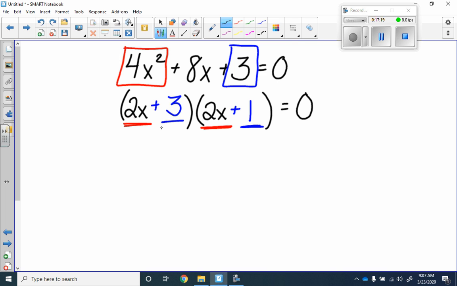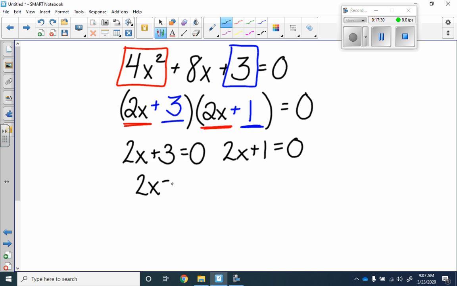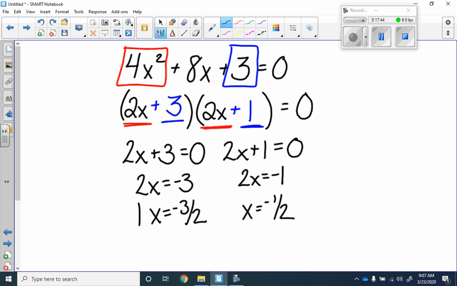And since I'm trying to solve, now I take 2x plus 3 and set that equal to 0. Take 2x plus 1, set that equal to 0. Subtract 3, 2x equals negative 3. Divide by 2, x equals negative 3/2. Subtract 1, 2x equals negative 1. Divide by 2, x equals negative 1/2. And so here I have two solutions. I did not group it. I am just using the guess and check way of doing it.